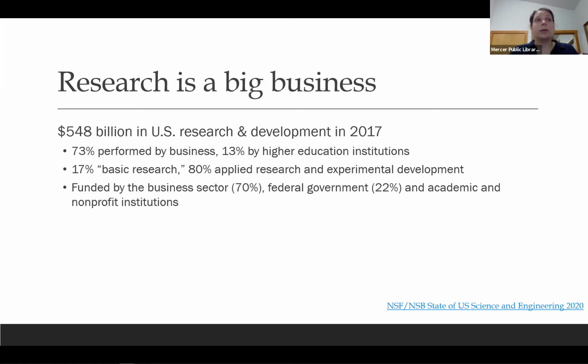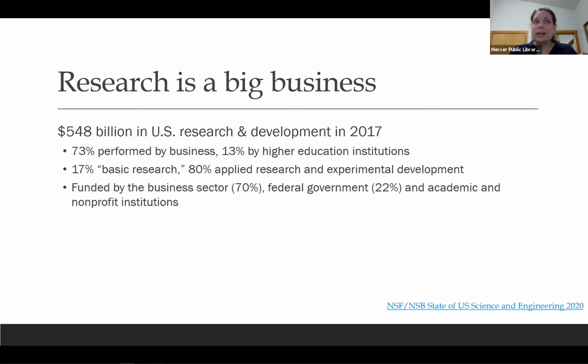But there's no question, no matter where those lines lie, that research is big business. $548 billion were spent on United States research and development in 2017. This is data from the National Science Foundation. According to them, 73% of that research was performed by businesses and only 13% by higher education institutions. The remainder might have been done by nonprofits or NGOs, things like that.